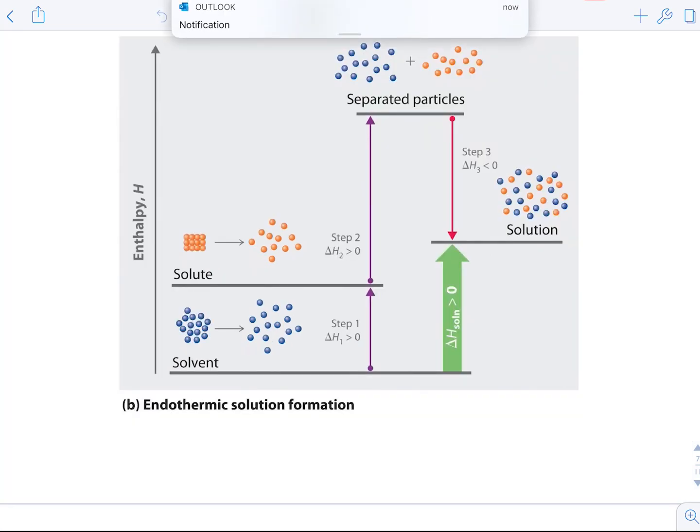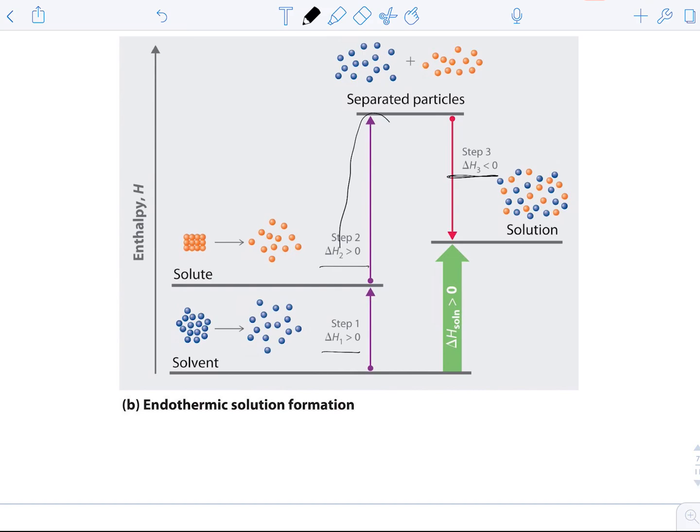Delta G equals delta H minus T delta S. If we have a delta G that is negative, we have a spontaneous process, and this will occur without the addition of any other energy. If we have a delta G that is positive, this is non-spontaneous, and here it will not occur. So we have to think about both our delta H and our delta S.